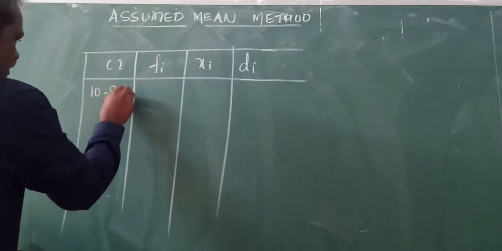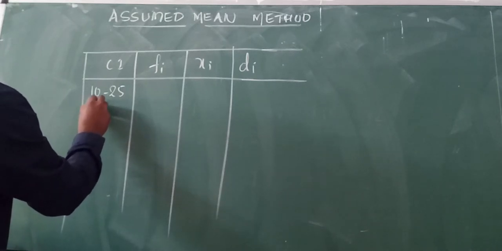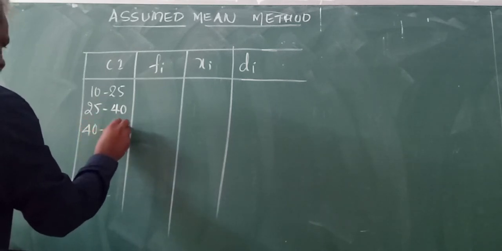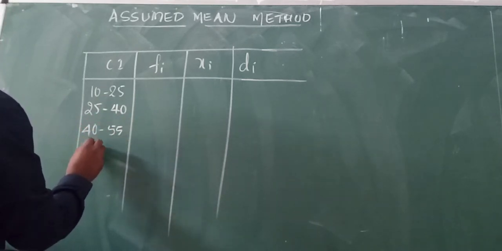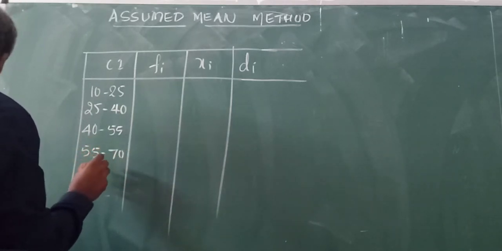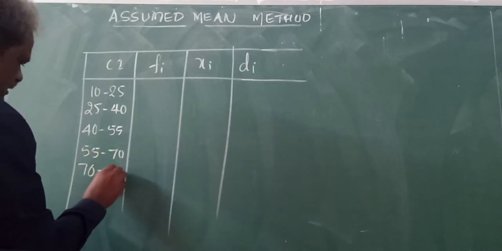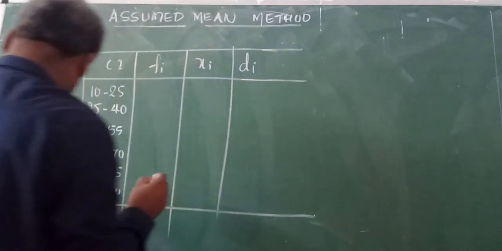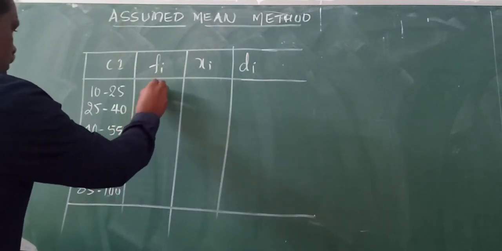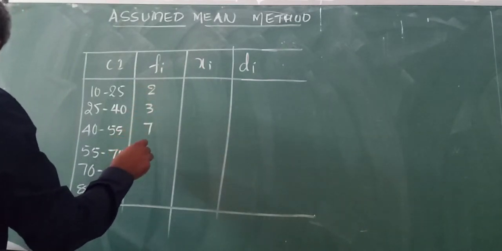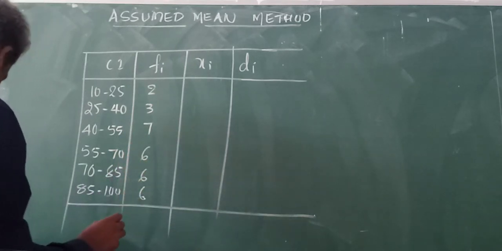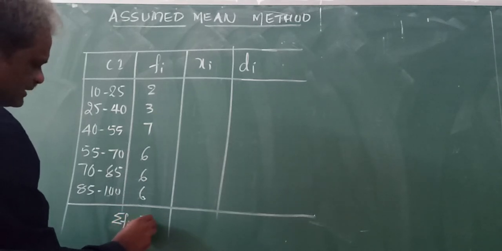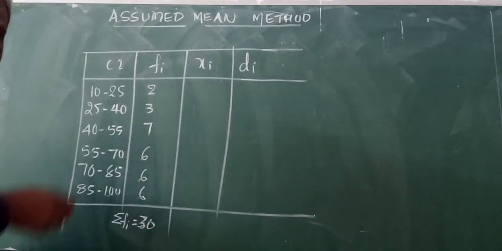The previous question, the same question: 10 to 25, 25 to 40, 40 to 55, with a size of 15, 55 to 70, 70 to 85, 85 to 100. This is the question that was given with the frequencies 2, 3, 7, 6, 6, 6, and we know sigma fi is equal to 30, the sum of these frequencies.